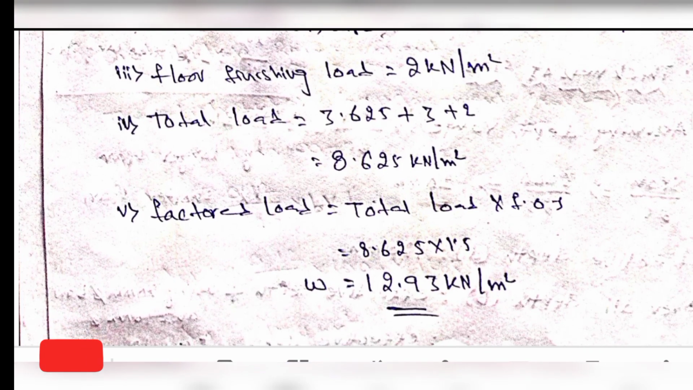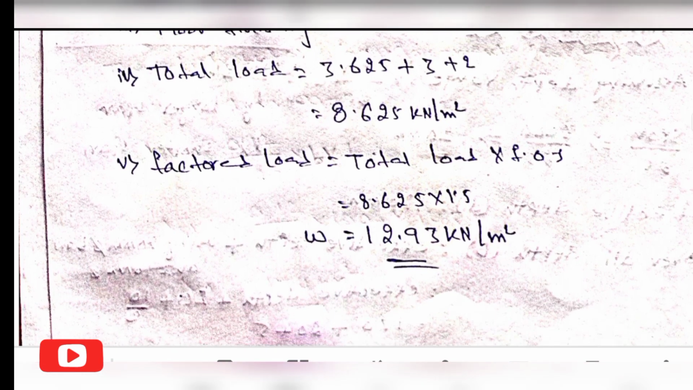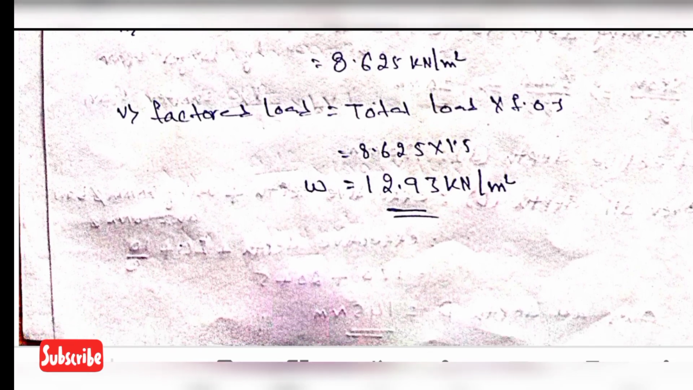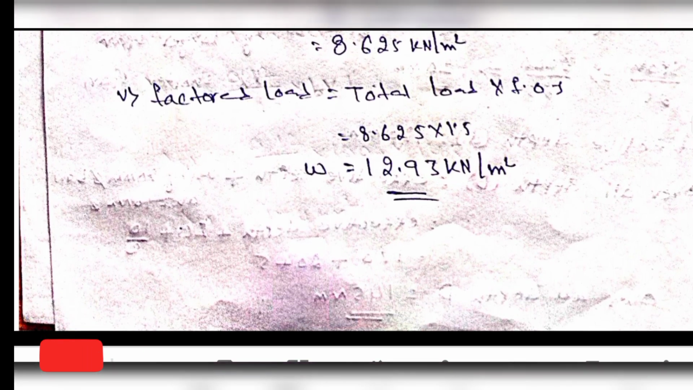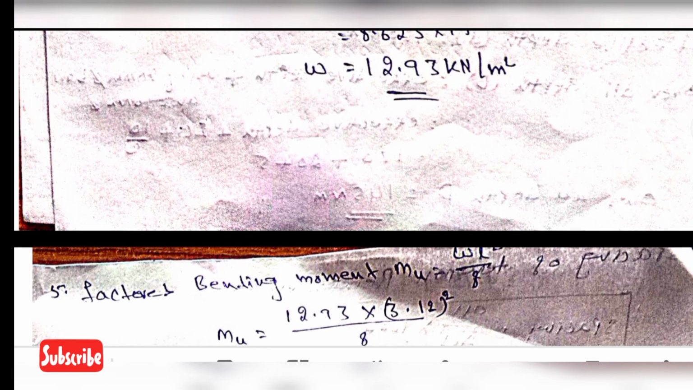3.625 plus 3 plus 2. Then total load is 8.625 kilonewton per meter square. Again, total load into factor of load. Factor of load for concrete is 1.5 times total load. Then factored load is 12.93 kilonewton per meter square.